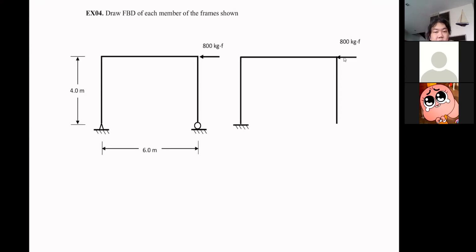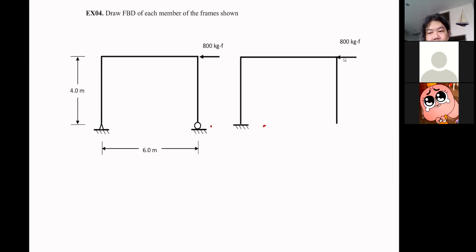Okay, so what do we do first? First thing first is, of course, calculating the reactions, right? So let's begin with this one. Maybe I should use red. I keep things in the simple way first, because first of all, we don't have the frame, this kind of system, or this one. It's just impractical.